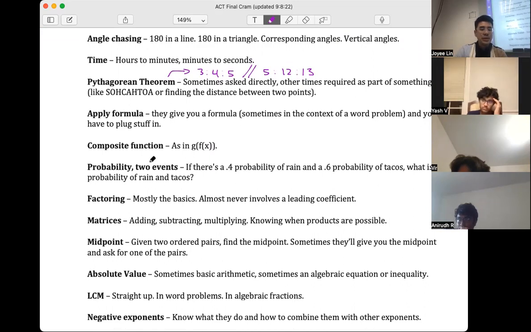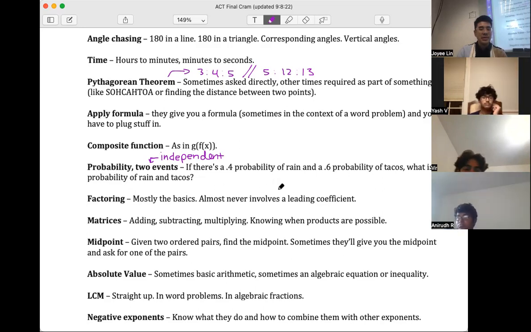Probability of 2 independent events. We're going to say independent events. If there's a 40% chance of rain and a 60% chance of tacos, what's the probability of rain and tacos? 24, right? We multiply, has to say independent. This one didn't say independent, so we can't assume that. But on the ACT, it'll either imply or strongly say, right? Imply would be like 2 coins, right? Coins, dice.